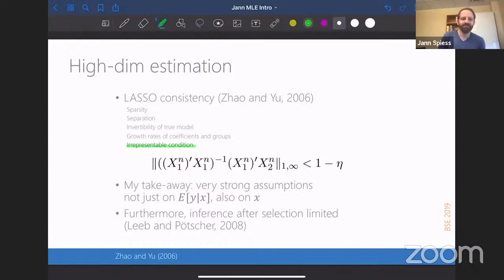And it is one that is thought to be close to necessary. So there's probably a little way around that. And then finally, I want to mention here, as another negative result, that it's also generically hard to do any inference after selection. So using the data to select and then doing inference on it is also very hard.